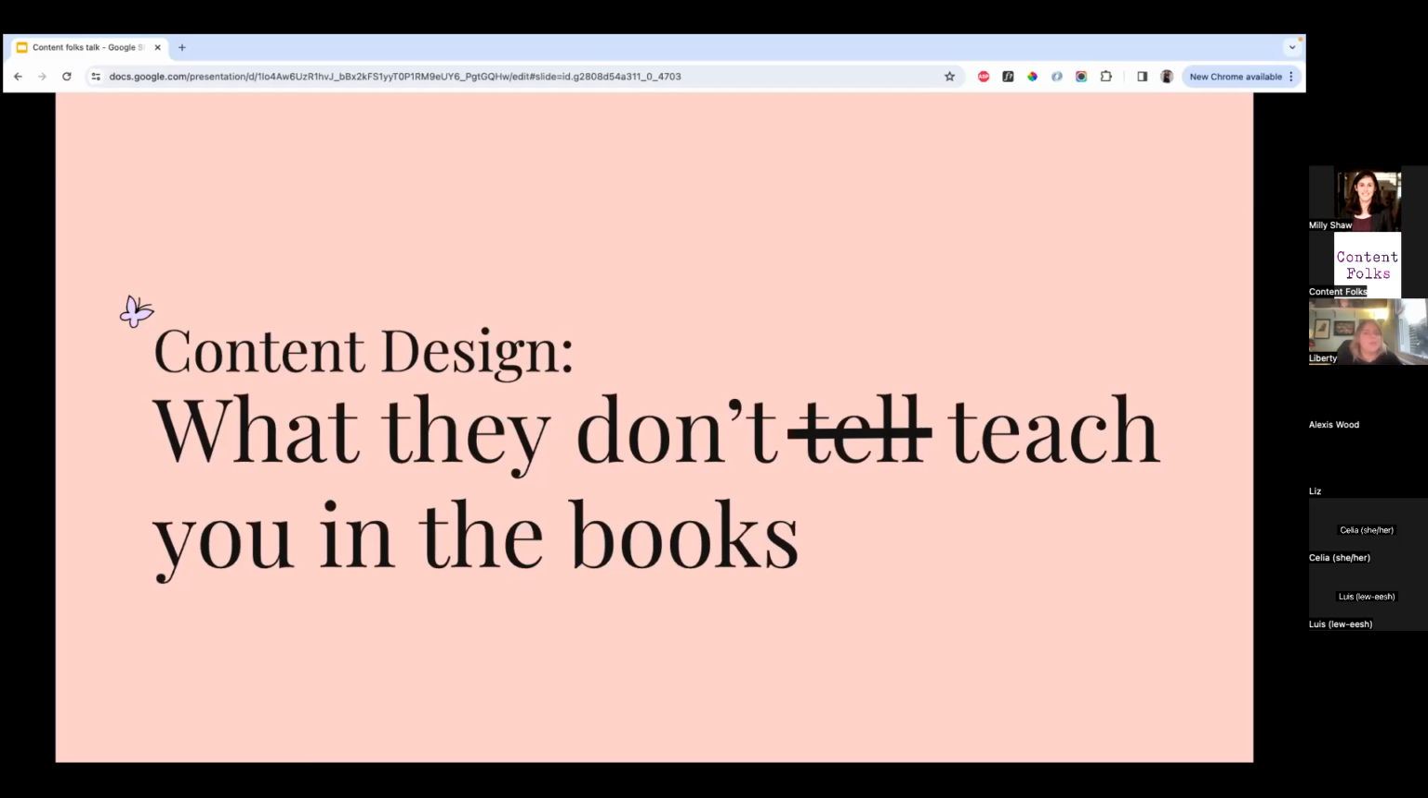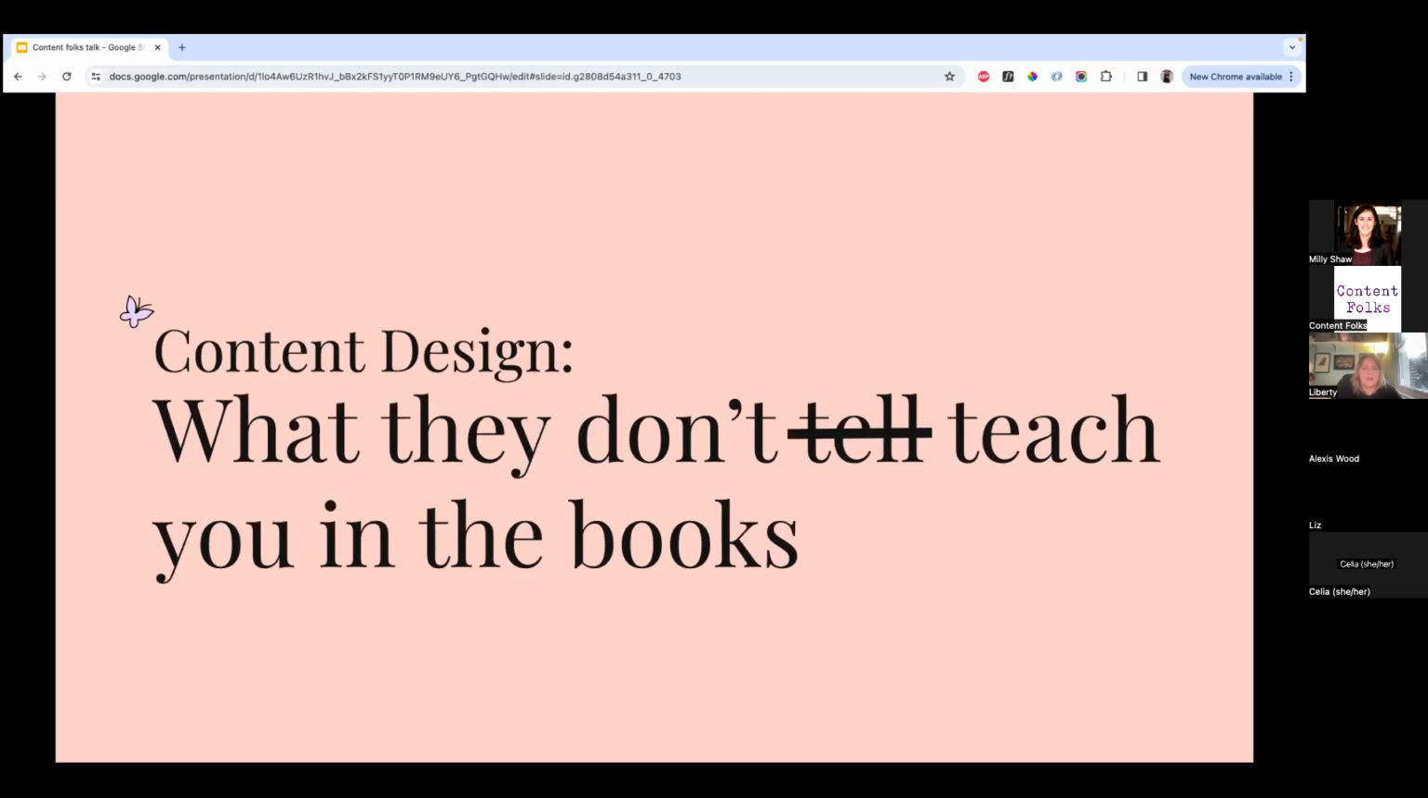Didn't Teach Me in the Books," because I'm coming at this from my own perspective, coming into content design, which I'll talk about through the presentation, and appreciate that my interpretation is probably quite different from everyone else's, but I'm interested to hear where there are commonalities, where potentially you feel a bit different, so we can have a chat about it at the end.